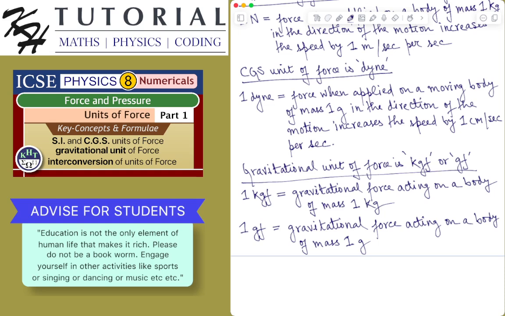That is, wherever the body is. Now you must also be knowing that the force of gravity varies from place to place. From the surface of the earth, if you go at high altitudes, the gravitational force decreases, as well as if you go deep inside towards the center of the earth, the gravitational force decreases. So obviously the gravitational force is maximum near the surface of earth.